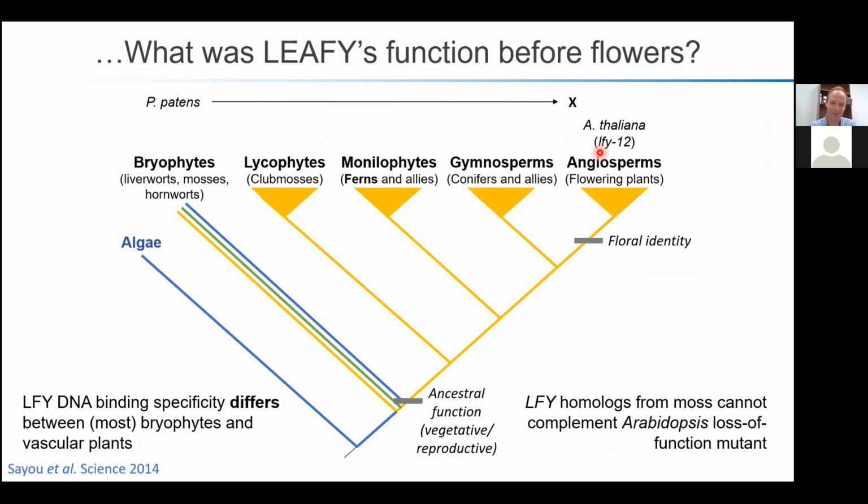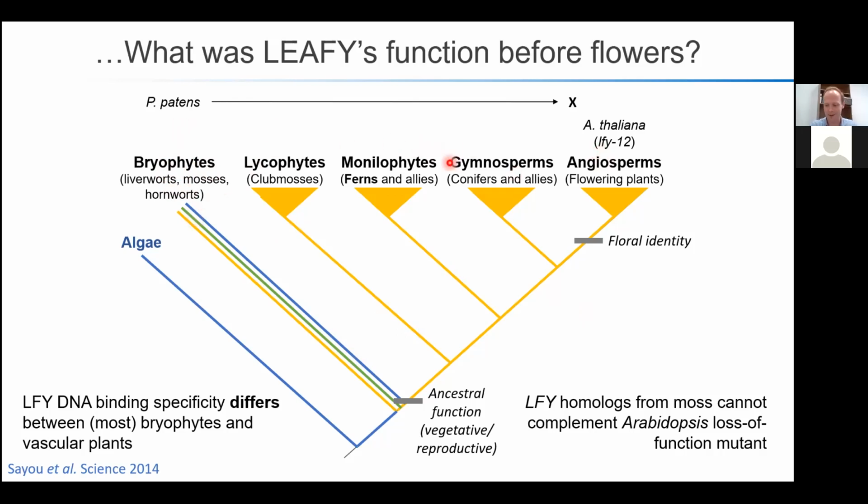Perhaps not surprisingly, because they are separated by 540 million years of evolution. And when this was investigated further, they found that between the bryophytes and the vascular plants, there has actually been a change in the binding target that LEAFY goes for, changing that sequence. So it is presumably binding to different targets in most of the bryophytes than it is in the vascular plants. So this is perhaps not the most useful comparison about the evolution of LEAFY function.